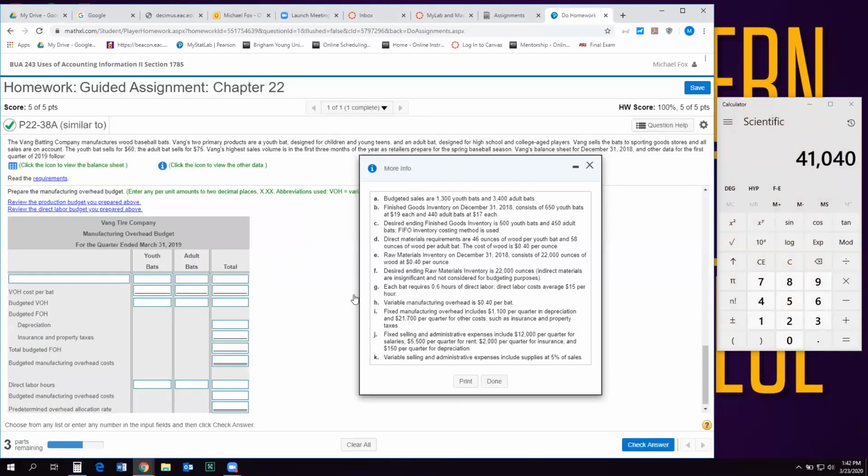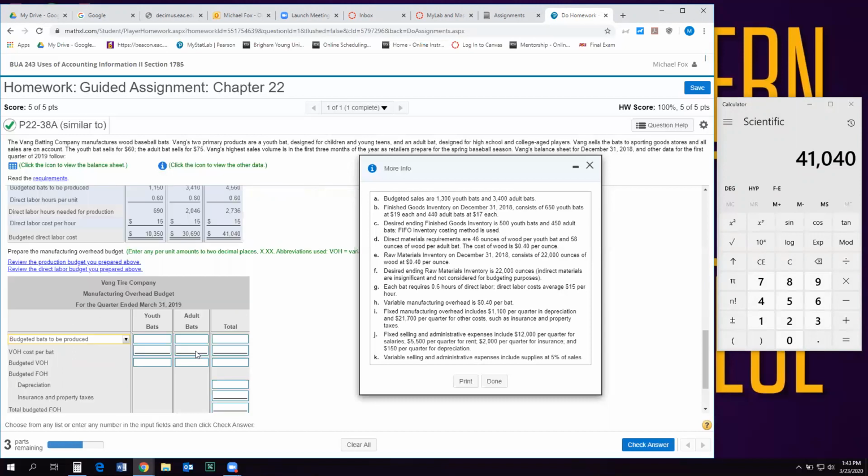So now we're on to our manufacturing overhead budget. Told you this was a long one. I didn't lie to you. And that's because I care. All right. I always tell you the truth. All right. So we're going to start with our budgeted bats to be produced. Interesting how they all start with that, huh?